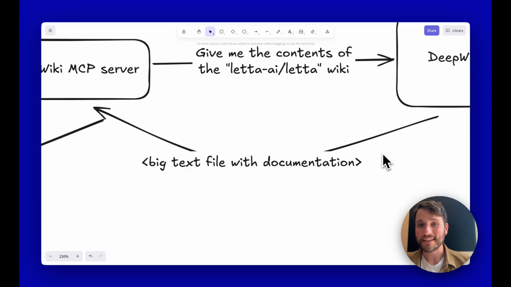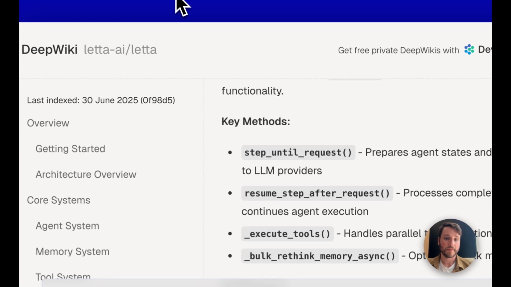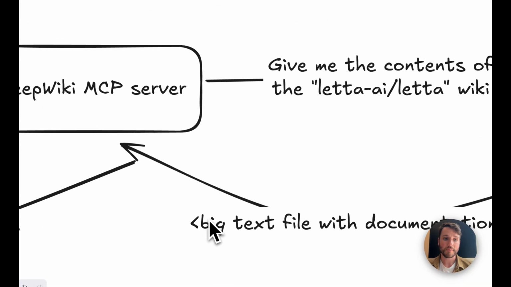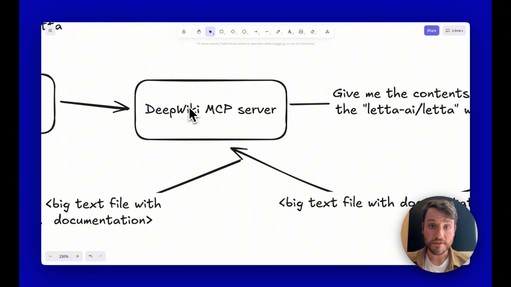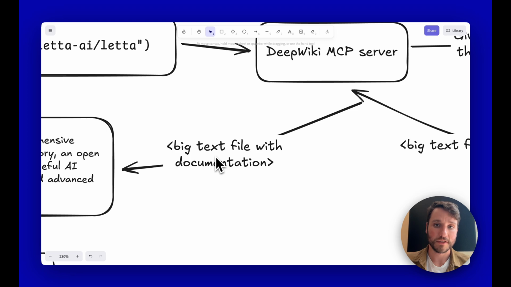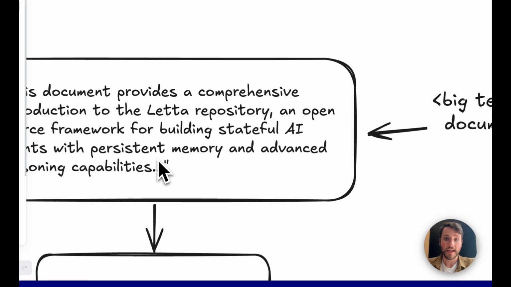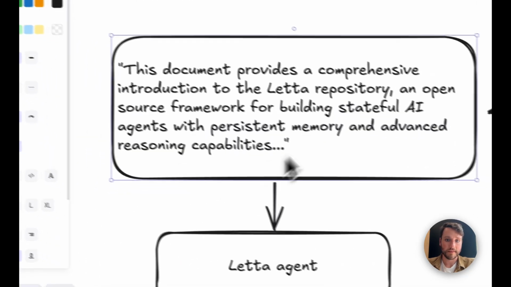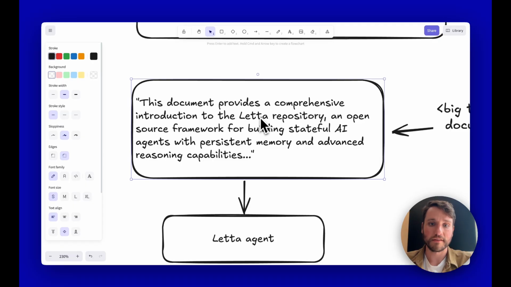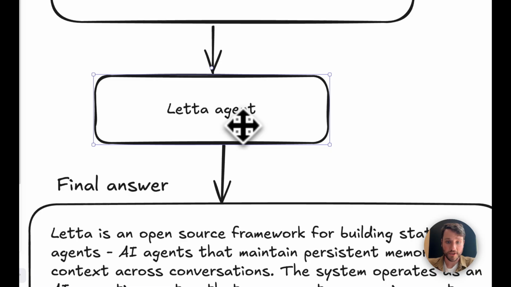Next, we're going to pass this big text file full of documentation from the DeepWiki page. That's this stuff here. And we're going to pass it back to the MCP server. The MCP server is then going to forward it back to the agent, same big text file with documentation. So then we're going to go from the DeepWiki MCP server back to the agent that called it, and you're going to get some document like this. This document provides a comprehensive introduction to the Letta repository, and this is the stuff that's on the main page for the DeepWiki. You're just preparing it in an easy way for the language model to understand. This will go into our Letta agent.